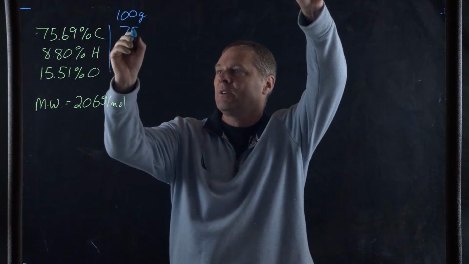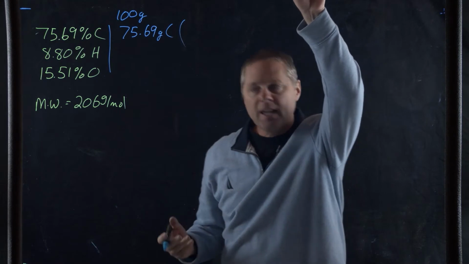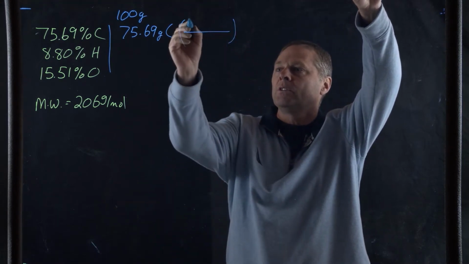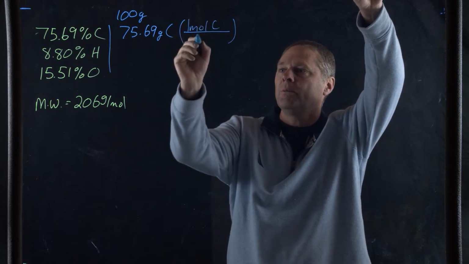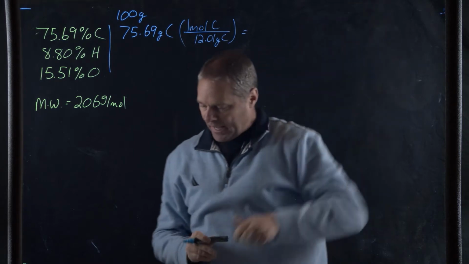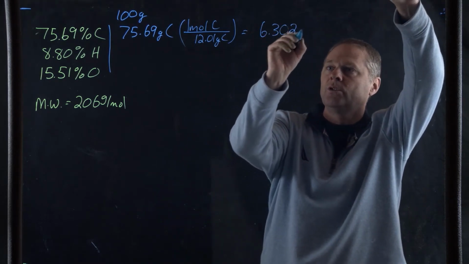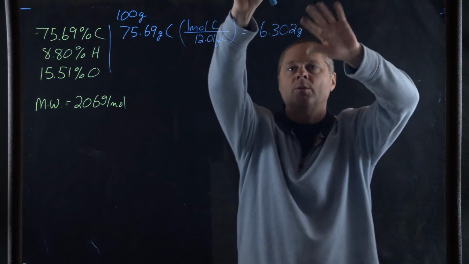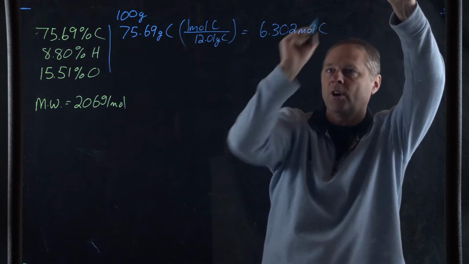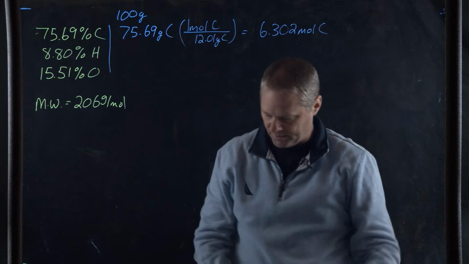Then this becomes 75.69 grams of carbon. We want to convert that into moles of carbon. 1 mole of carbon is 12.01 grams of carbon, and when we do that calculation we get 6.302, not grams, we want moles. Moles of carbon. We do the same thing with the hydrogen.